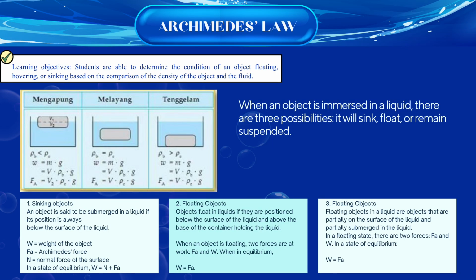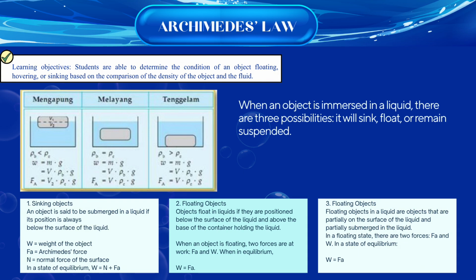Okay, that's our learning objective for Archimedes' law, which is that students are able to determine the condition of an object floating, hovering, or sinking based on the comparison of the density of the object and the fluid. As we can see in this slide, when an object is immersed in a liquid, there are three possibilities. It will sink, float, or remain suspended. First is sinking. An object sinks when its position is always below the surface of the fluid.